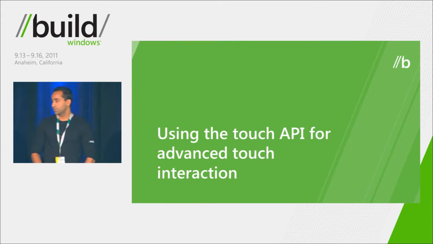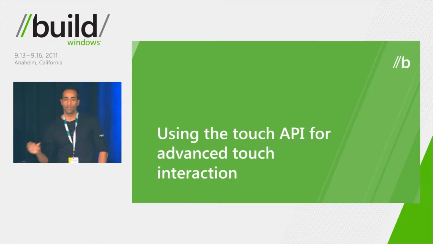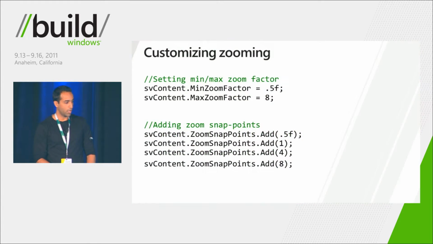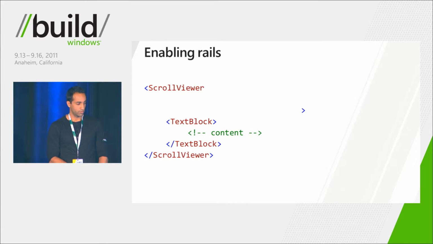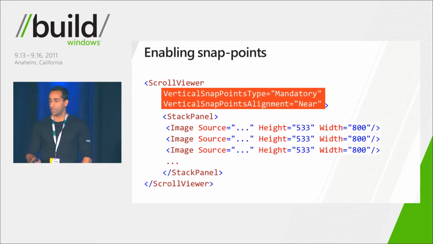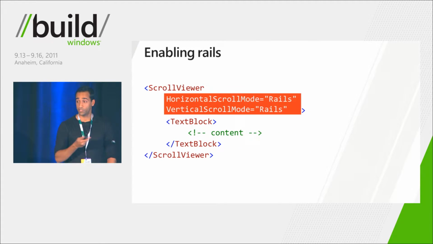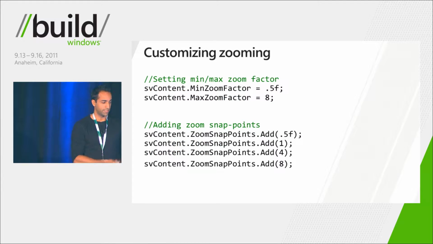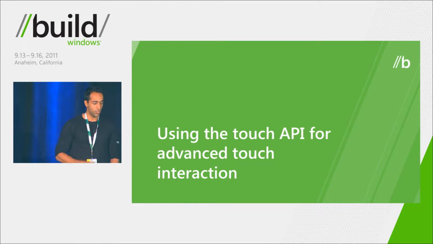OK, so you saw in the first demo that a lot of the common touch scenarios are enabled out of the box. You saw in the second set of demos that it's easy to customize those experiences. I mean, you only have a couple properties in all of these. So, 2 properties to get snap points, and actually no properties to get Rails as a default experience. And you can easily set min and max zoom factor in XAML. So again, just 2 properties, and zoom snap points is 1 property. Not a big deal. So that's great.